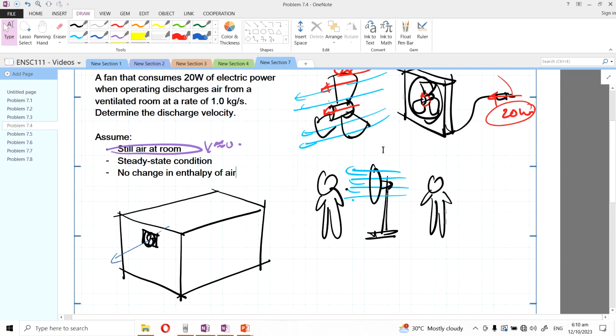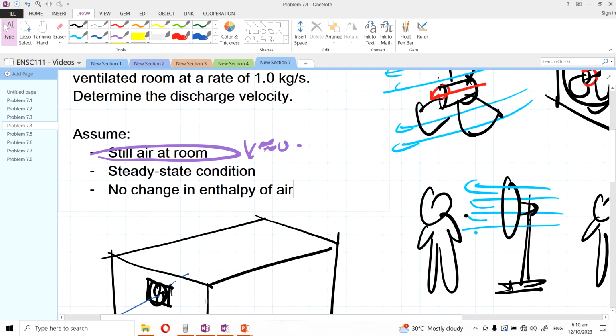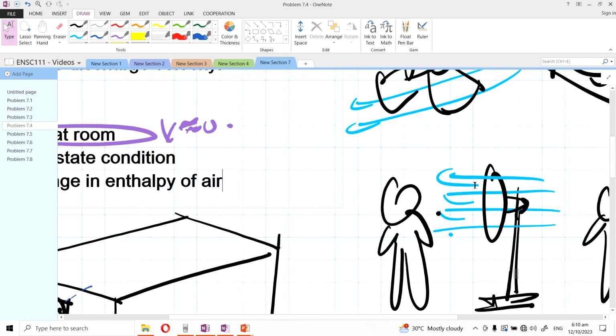The potential energy. Did that fan change location after the process? Of course not. So therefore, there is no change in potential energy as well. Okay, next one is the temperature. Did the temperature of the air that passes the fan increase?